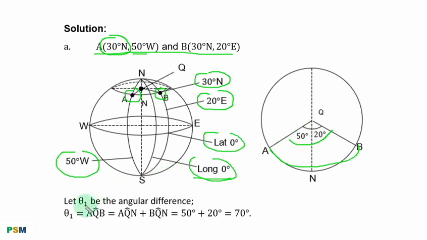Let theta 1 be the angular difference. Theta 1 is equal to angle AQB, which is equal to angle AQN plus angle BQN, and that is 50 degrees plus 20 degrees equal to 70 degrees.